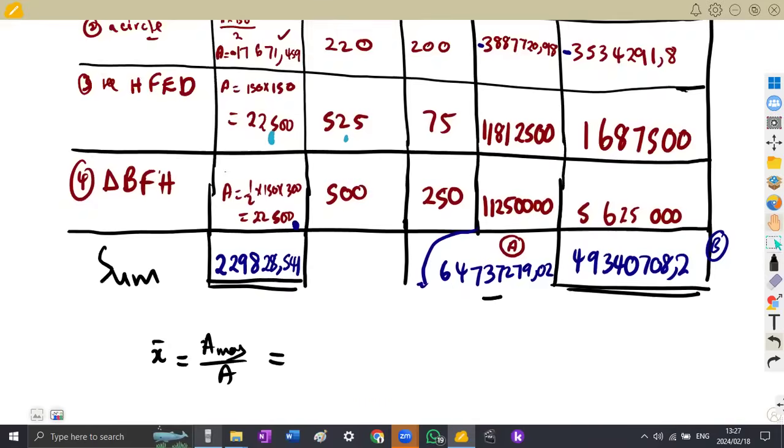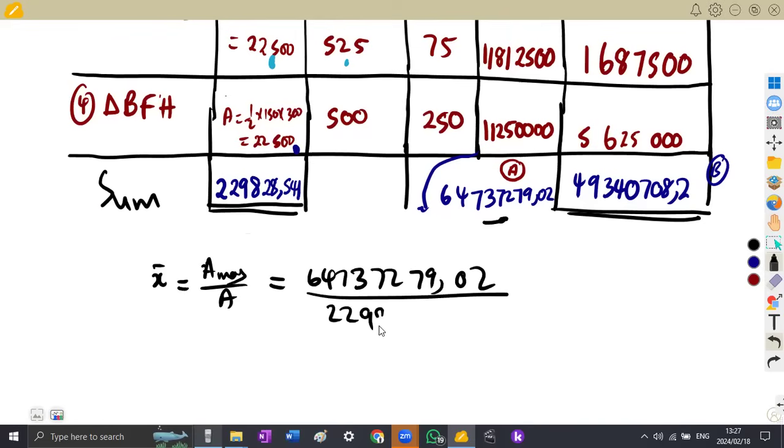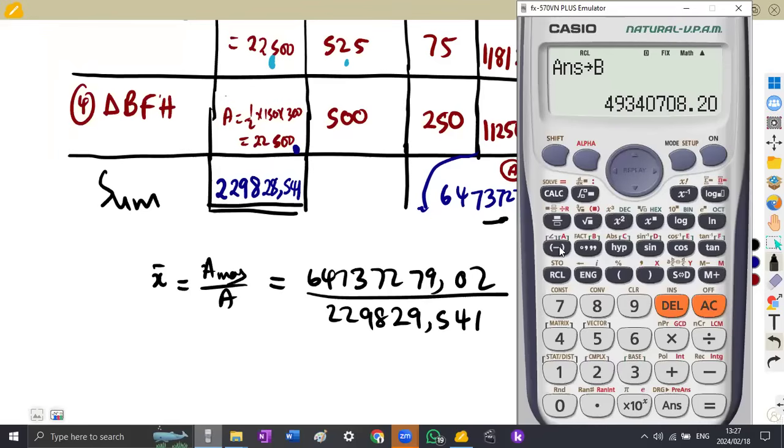So remember, I said we are going to store this at B. So it's just going to be at A. So it's going to be 647,372,79.02, something like that, over 229828.5. Oh, wow. Okay, guys, let us just use our calculators and see. Already I shared the screen here. So that is the answer that we had at A. So it's going to be RCL A, this one as it is, as you can see. But we're just going to divide by 229828.541. Like this. So this will give us 281.